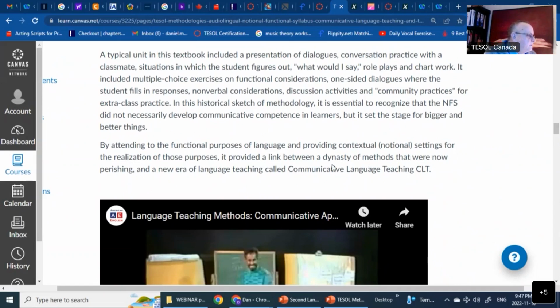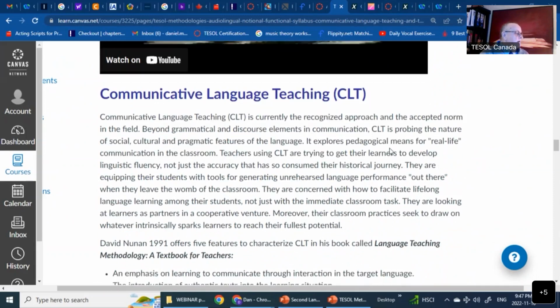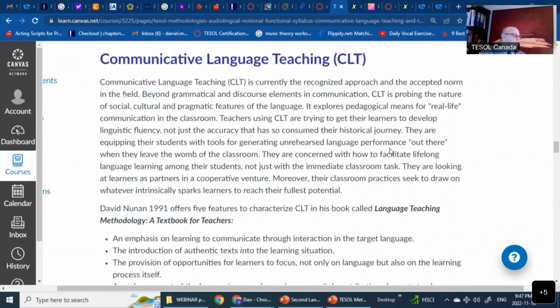When they talk about the dynasty of methods that were perishing, they're talking about all those methodologies that had been around before, such as the GTM, the grammar translation method, the direct method, or the Berlitz method, the audiolingual, the notional functional syllabus, and all of these led into the communicative language teaching, or CLT, methodology. The communicative language teaching, I like to describe it as being the methodology.